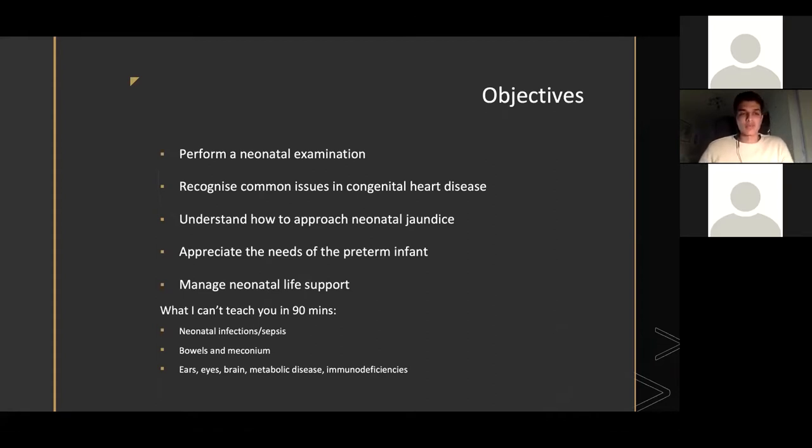Bowels and meconium, Hirschsprung's disease, those things are really important to learn about, but I just couldn't cover them without boring you all. Then eyes, ears, I don't know anything about them anyway, but even then, they're beyond the scope of this. The brain is very complicated in the developing neonate. Metabolic diseases are very interesting, but again, probably beyond medical school knowledge. Immunodeficiencies, again, probably not that important, maybe for your pathology exams.